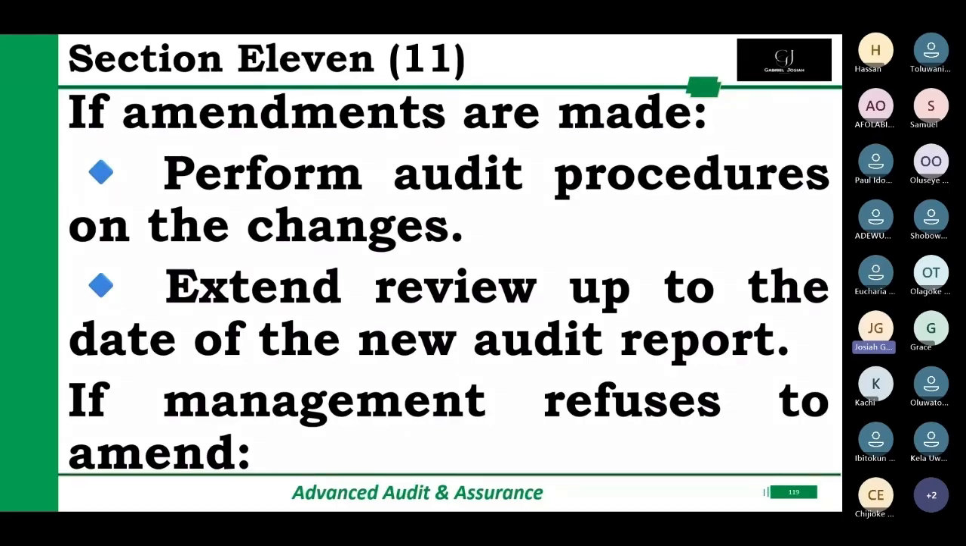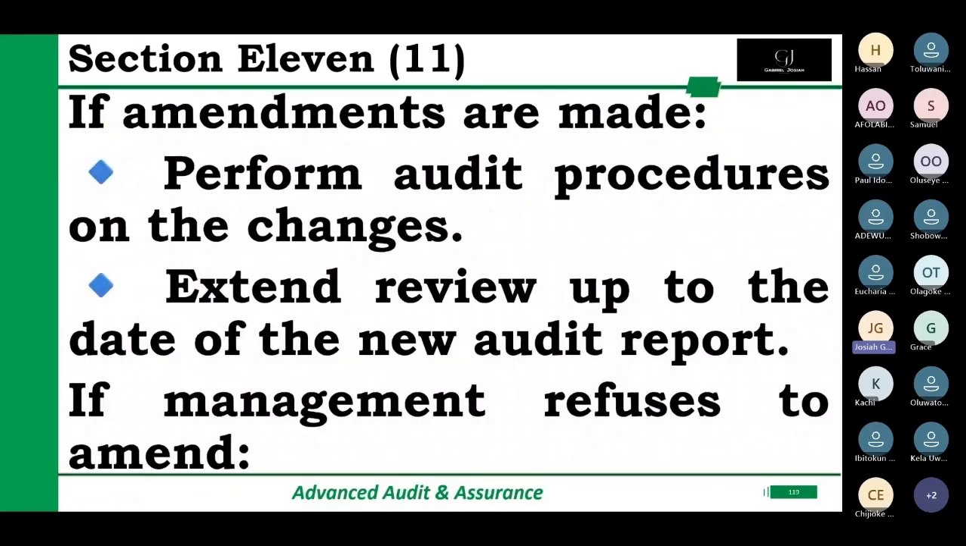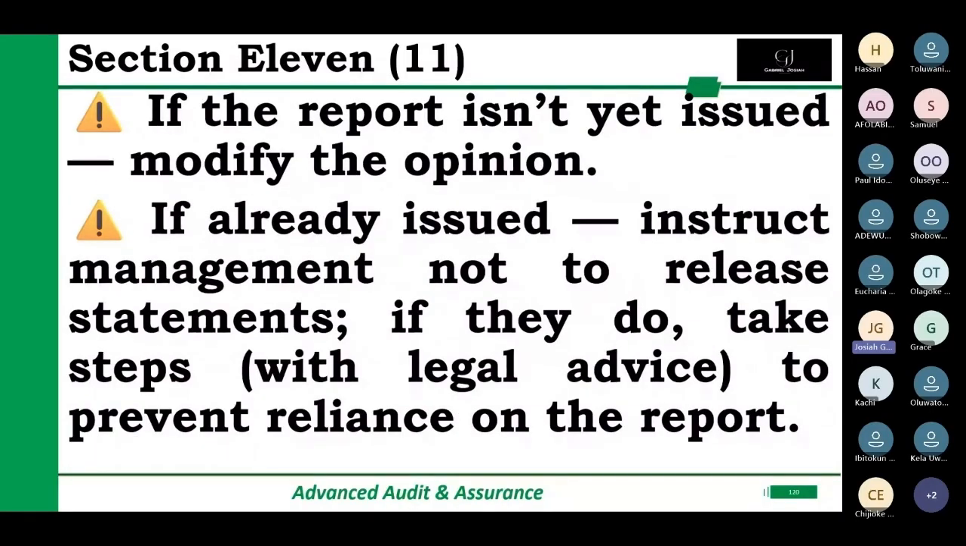But if management refuses to amend, then since the report has not been issued, or he has signed but has not issued the report on the financial statements, he needs to modify his opinion, because management has refused to amend that event that came to his attention. But if already issued, he has issued the audit report, and the financial statements have been issued, he needs to instruct management not to release the financial statements or publicize.